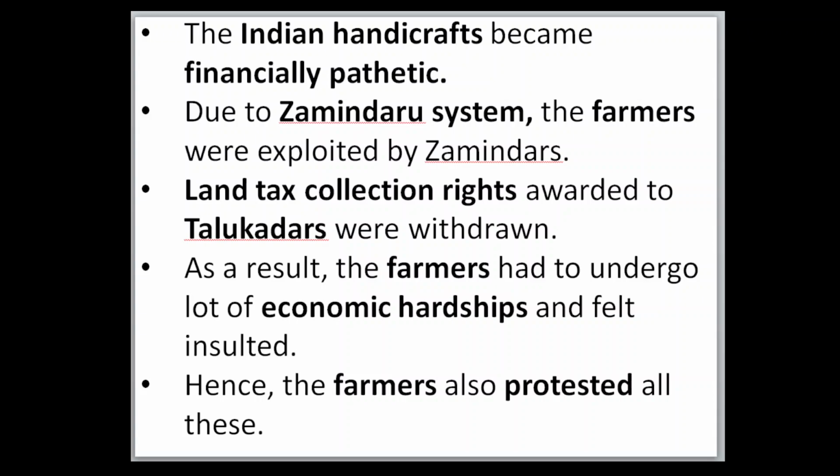Due to the Zamindari system, the farmers were exploited by the Zamindars. As you know from the impact of British rule lesson, the Britishers created the Zamindari system, and Zamindars exploited farmers more. Then the land tax collection rights awarded to the talukdars were withdrawn. Talukdari and Mahalwari systems were also withdrawn. As a result, the farmers had to undergo a lot of economic hardships and felt insulted. Hence, the farmers also protested. These are the economic causes.